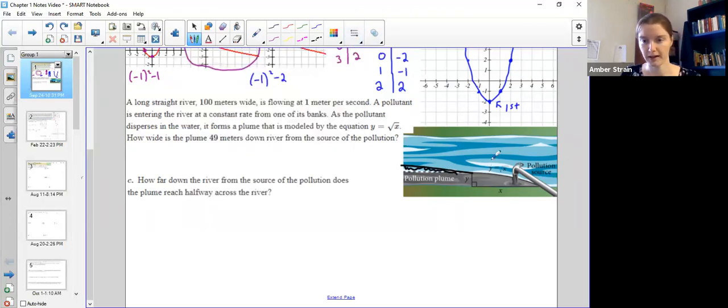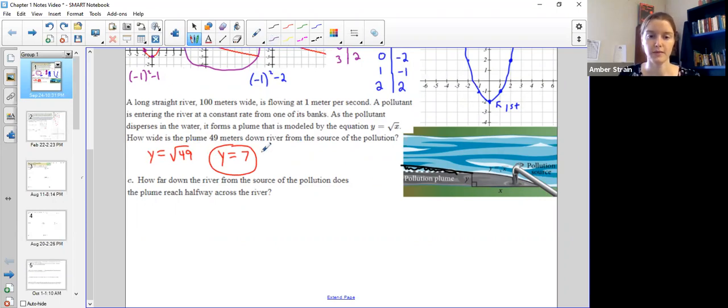Okay, so it's following this pattern where y equals the square root of x. So if they gave us that the plume was 49 meters down the river, and it asked us to find how wide it was, how far across the river, that value then would be the x. The x is the distance downriver. So I could just replace that value of x with the number they gave us, 49. And of course, the square root of 49 is 7. So it would be 7 meters across the river.